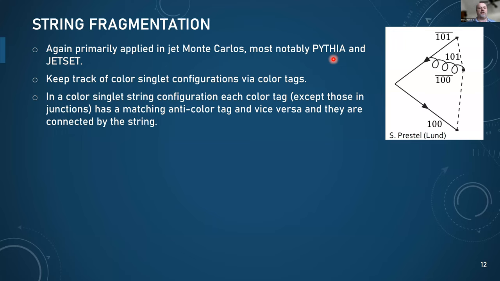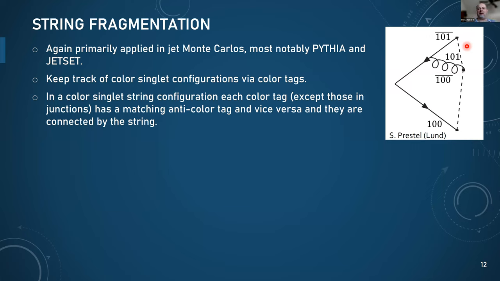And so what you do is you exactly keep track of these color tags that are created during perturbative processes and final state showers and so on. And you keep track in particular of color singlet configurations. So the idea is, here's a quark coming out of a hard process, here's an anti-quark coming out of this hard process. They have the same color tag. One has it as a color tag, one has it as an anti-color tag.